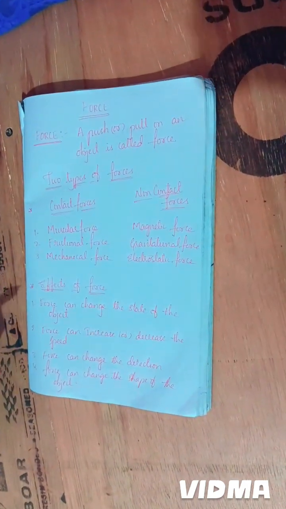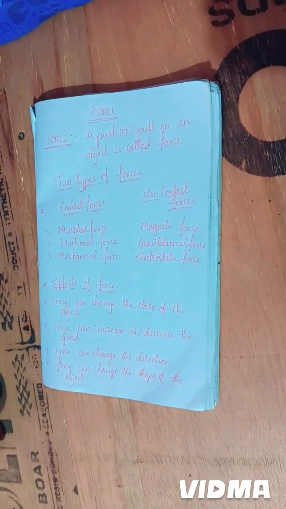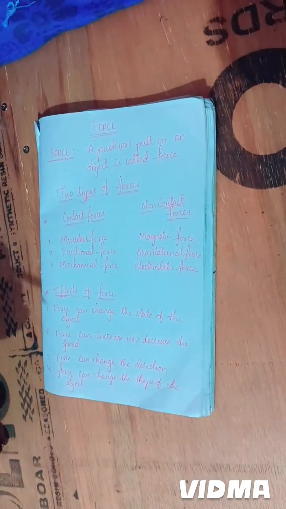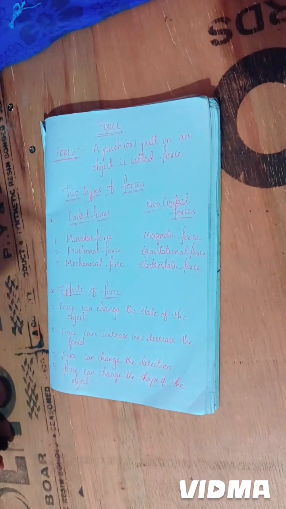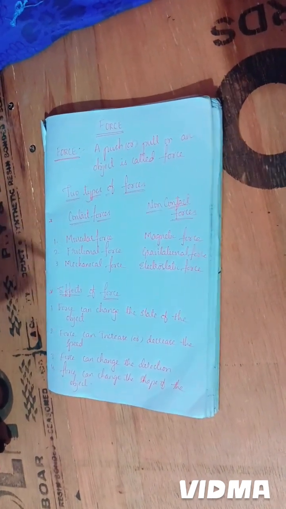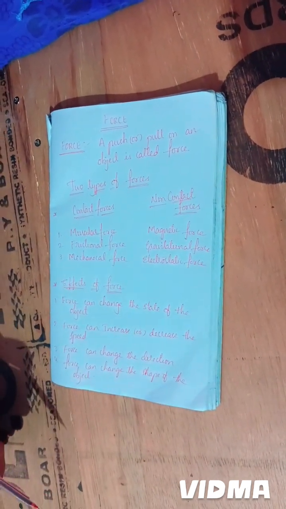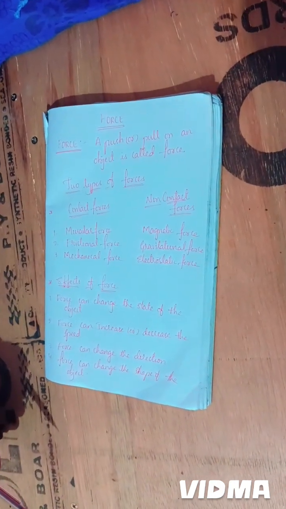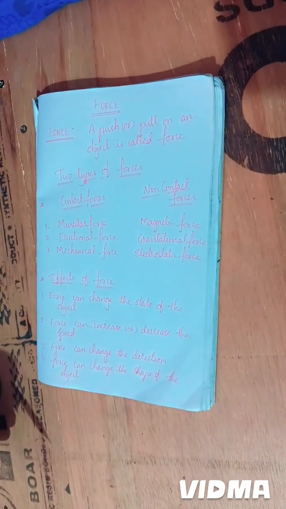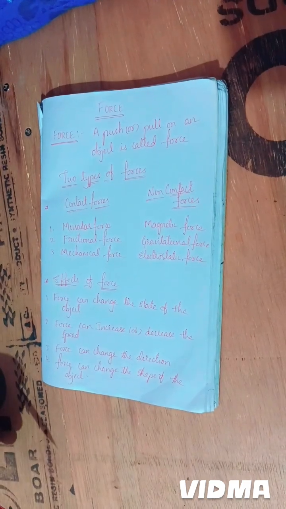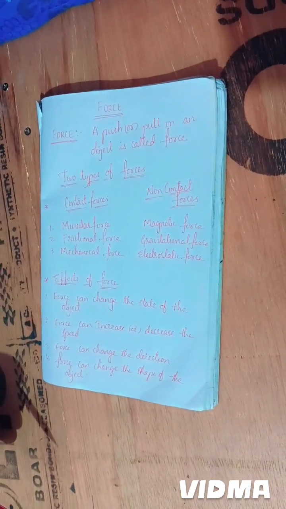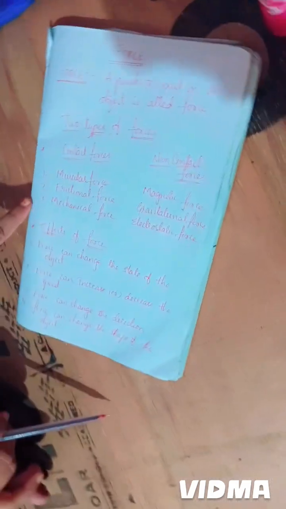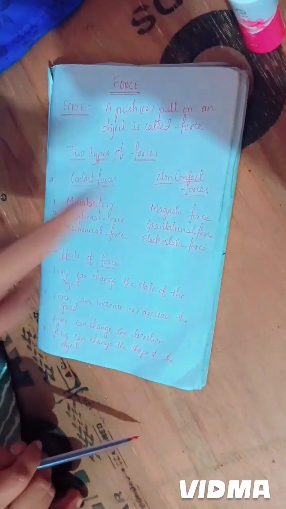Again I will explain. Contact force means it involves a force between two objects in contact. Non-contact force means it involves a force between objects not touching. You cannot see anything physically touching, but there is still an attraction or repulsion. Non-contact force examples are magnetic force, gravitational force, electrostatic force. These are the main forces: contact force and non-contact force.